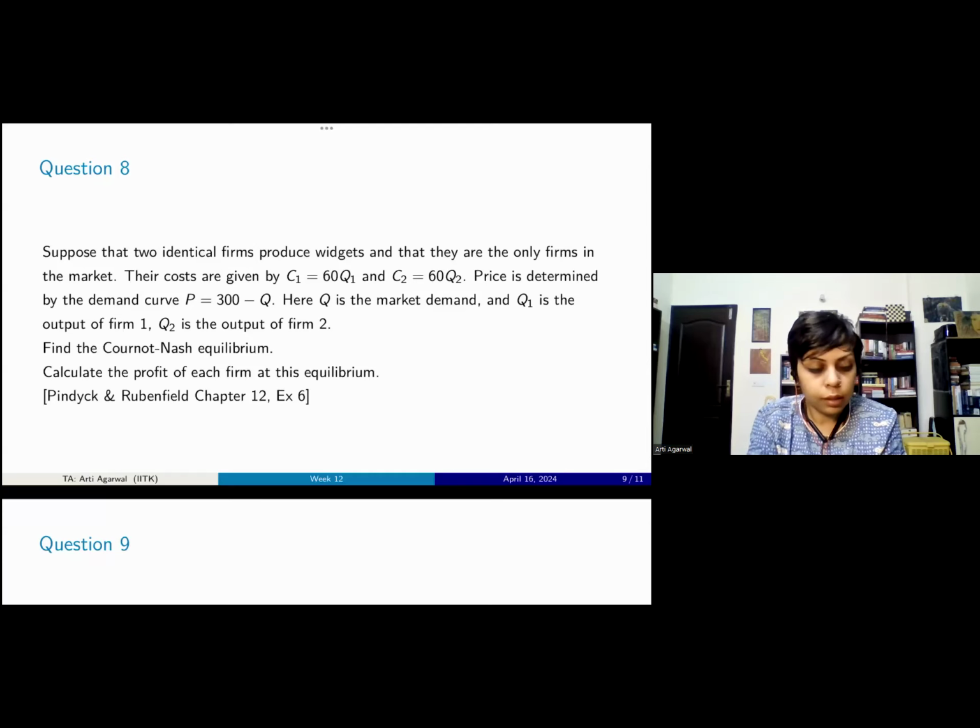So first thing is to find the Nash equilibrium. This is the Cournot case. And second part is to calculate the profit of both the firms at this equilibrium point. So I'll mute myself for 2 minutes and I'll let you think about it, and then we can discuss it.